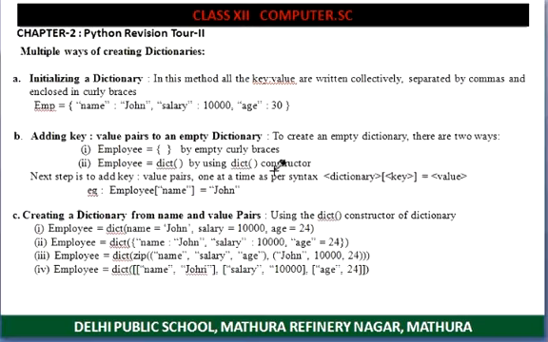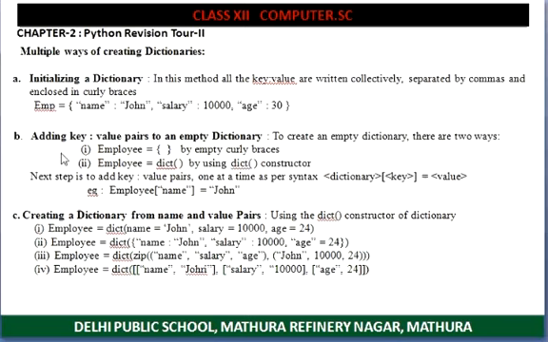Next, multiple ways of creating a dictionary. First, initializing a dictionary. In this method, all the key-values are written collectively, separated by commas and enclosed in curly braces. Here is an example of a dictionary: EMP is equal to name John, salary 10,000, age 30. So all the pairs are separated by commas and enclosed in curly braces.